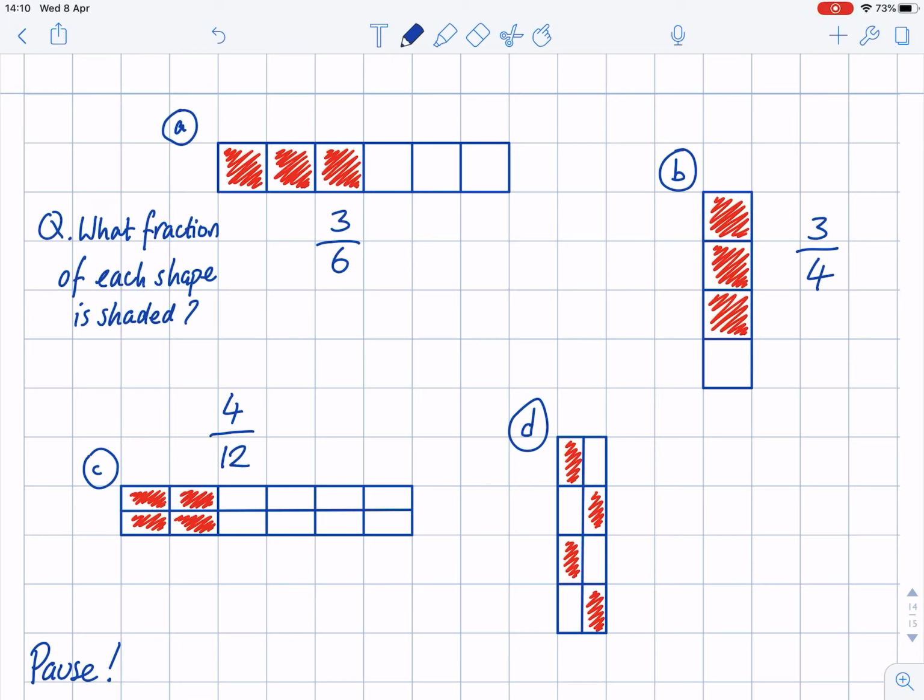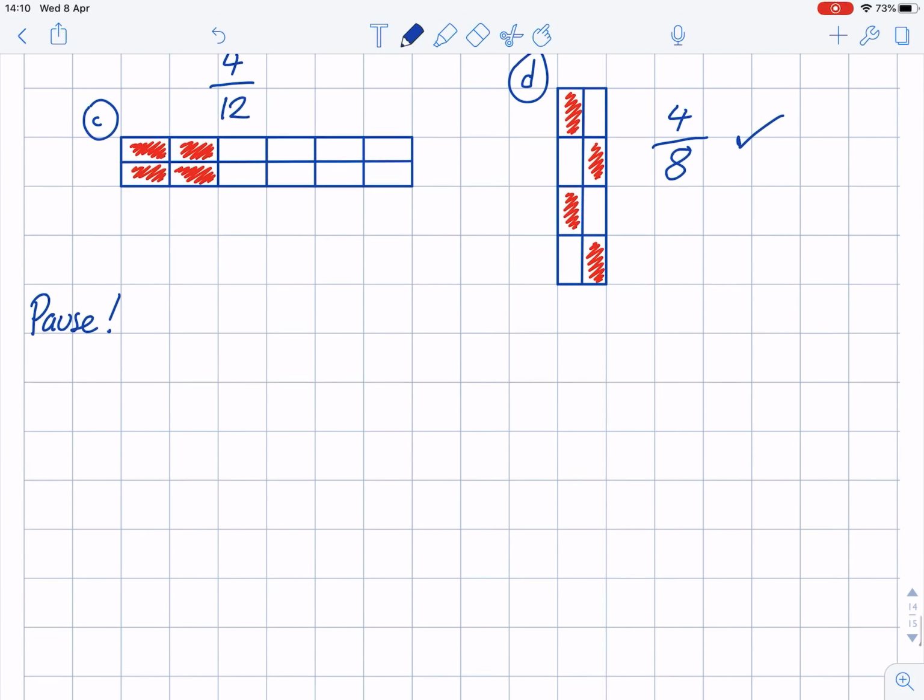And then this last one, I tried to confuse you by jumbling them up. 1, 2, 3, 4 pieces are shaded, and how many pieces have I got altogether? I've got 8 pieces. Now, looking at those, which 2 of those fractions are equivalent to a half? A and D, because 3 is half of 6 on A, and on D, 4 is half of 8.